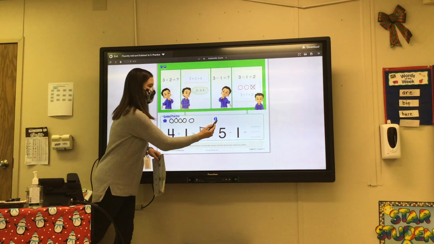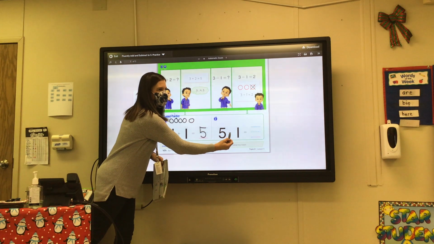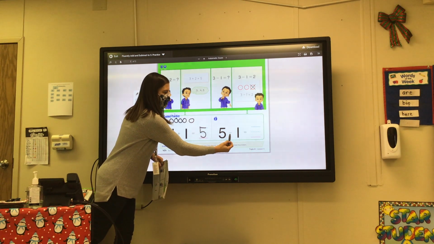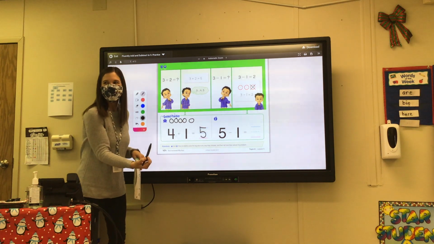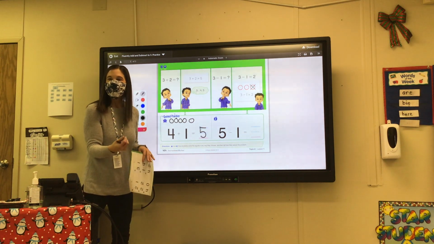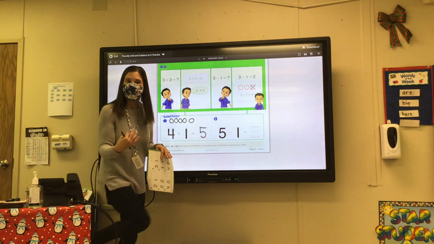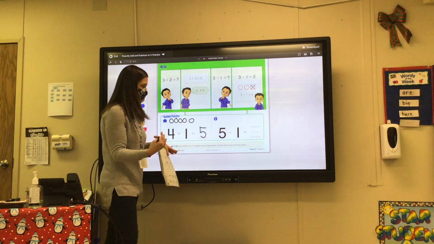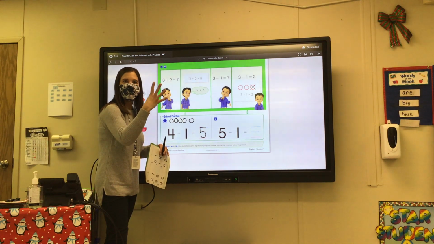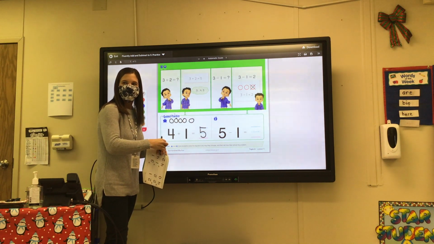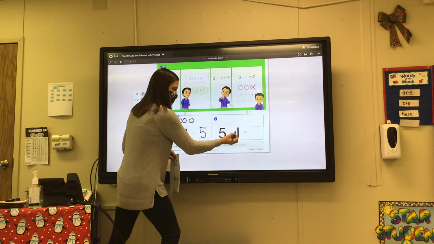Then let's look over at number 2. What sign is here, Georgia? Minus. Great job. Minus sign, so we know we're taking away. So we can count backward, that's one way we can solve this problem. We can say 5, 4, and take 1 away, and we know the answer. That's one way to solve the problem.